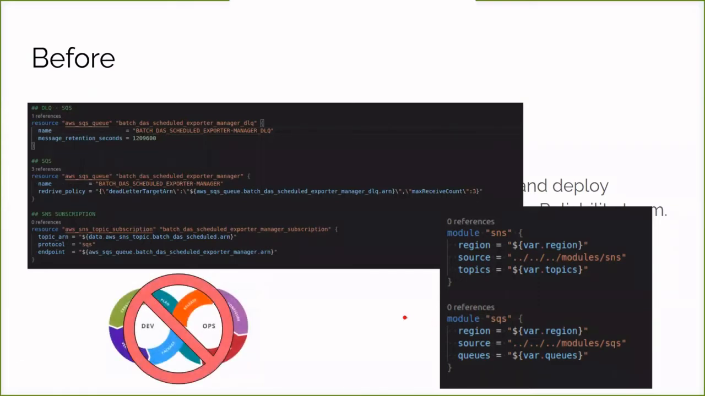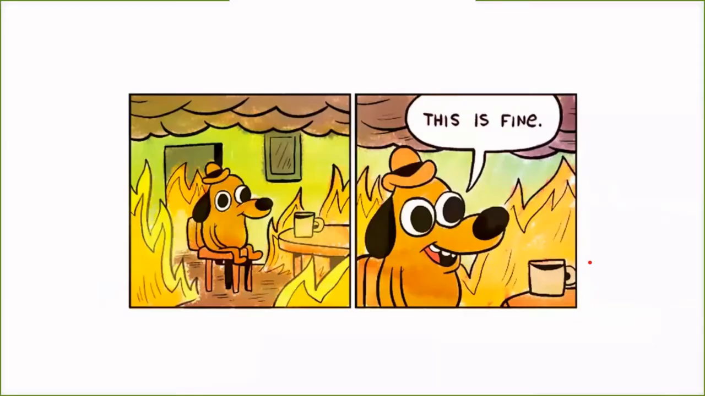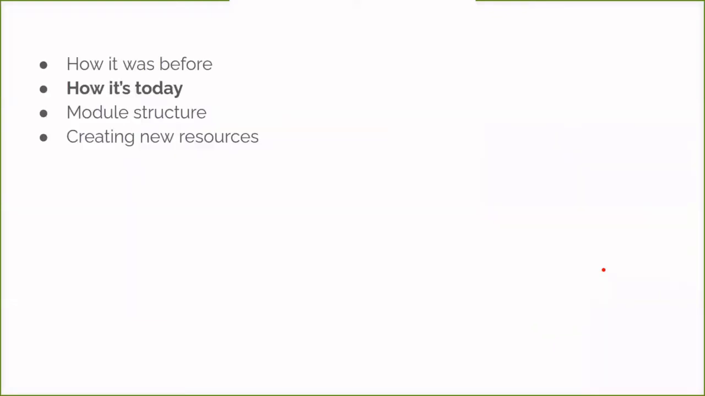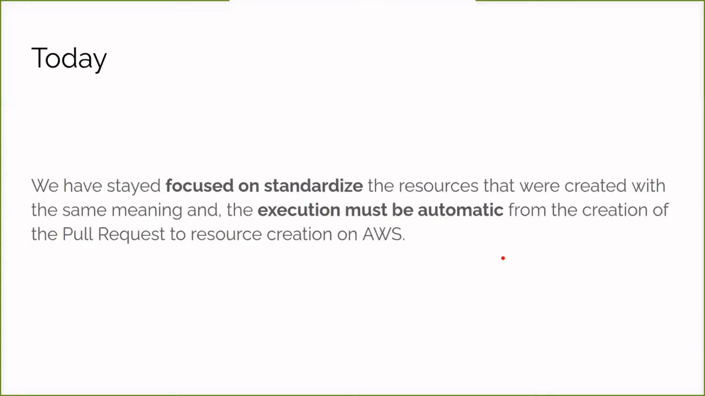Of course, at the end, it didn't follow the DevOps culture or DevOps practices. No CI, nothing here. So, of course, it's not fine. It was a bit messy, but after a while, we structured it and this is what we had in mind at that time. We stayed focused on standardizing the resources that were created with the same meaning. And one of the requirements here was that the execution must be automatic from the creation of the pull request to the resource creation on AWS. So this is the main focus.